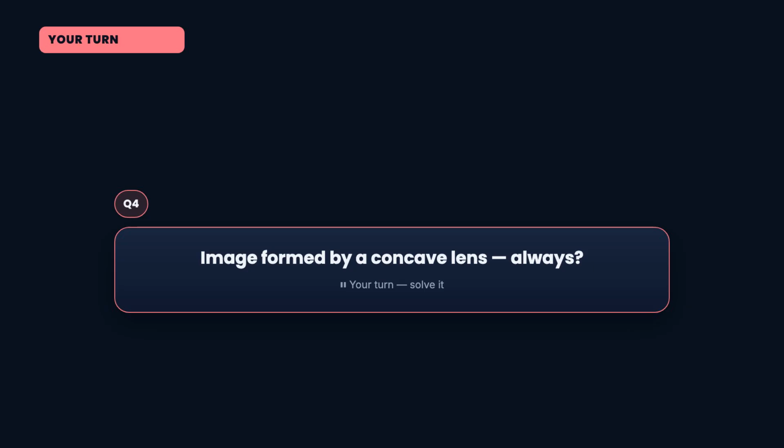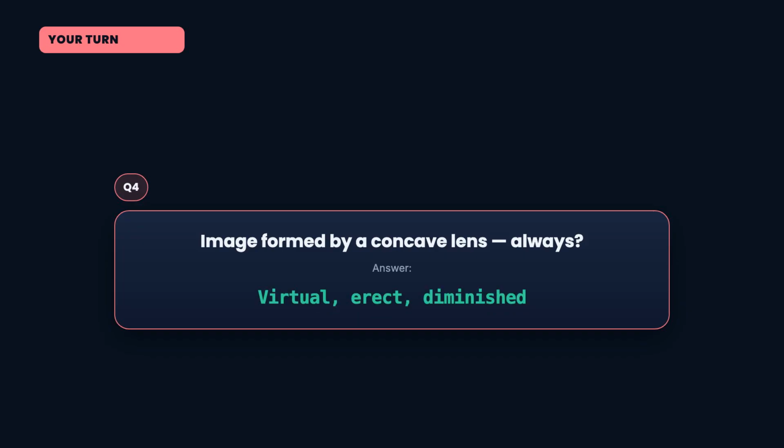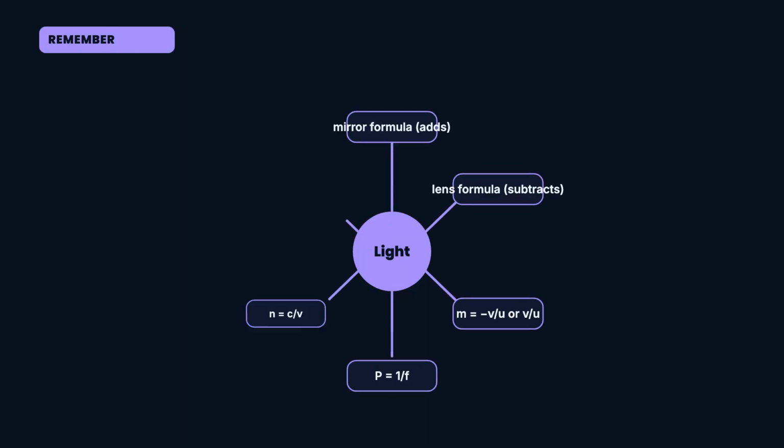Question 4. What kind of image does a concave lens always form? A virtual, erect, and diminished image, no matter where the object is. 60-second mind map. Mirror formula adds. Lens formula subtracts. Magnification. Mirror minus V by U. Lens V by U. Power is 1 by F in dioptres. Refractive index is C by V. Convex converges and is positive. Concave diverges and is negative.